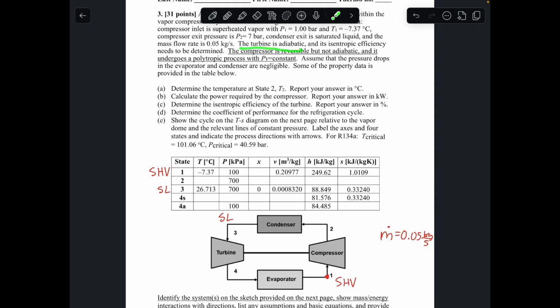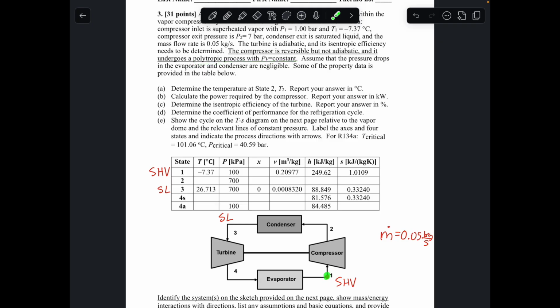The turbine, it tells us, is adiabatic. So over the turbine, we don't have to worry about any heat transfer terms. Our Q is going to be equal to 0. And its isentropic efficiency needs to be determined. The compressor is reversible, but not adiabatic. So over the compressor, since it's reversible, that means that our entropy generation term, sigma C, is going to be equal to 0, but our heat transfer term, QC, is not going to be equal to 0 because it is not adiabatic. And it undergoes a polytropic process with PV equal to a constant.